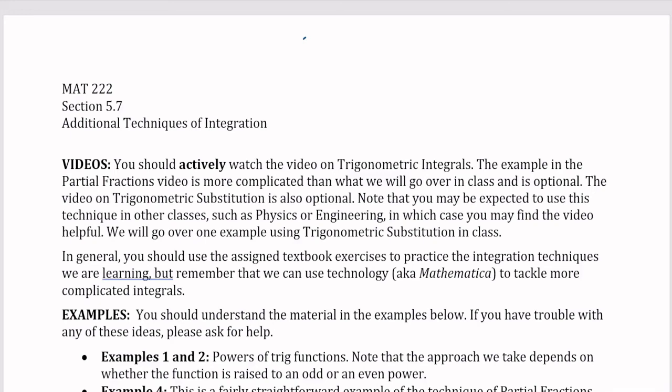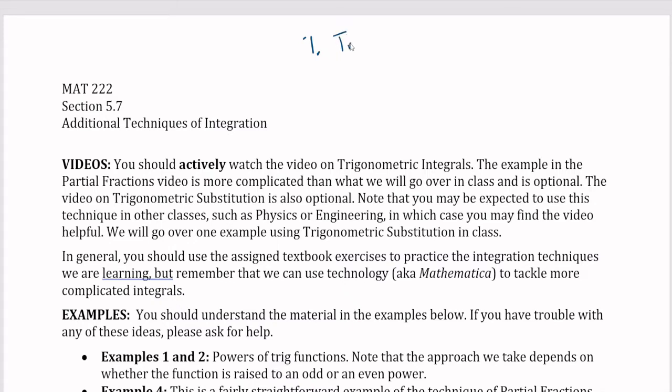Hi everyone, and welcome to the section 5.7 video. So in this section we're going to be going over a few additional techniques of integration. And so just to give you a quick list of what's in this video here, we're going to be talking about a few different things, and they break down into three categories.